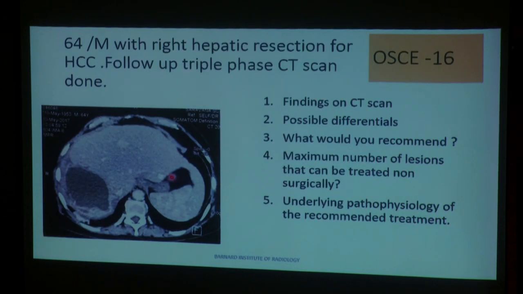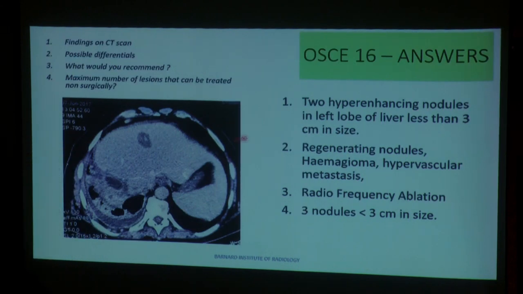So you can see there are 2 enhancing nodules in the remnant liver, and so there are 2 hyperenhancing nodules which are less than 3 centimeters in size. The differentials would include regenerating nodules, hemangioma, or hypervascular mets. Now, what is the method of treatment? You cannot go again and do surgery because he's already had a right hepatectomy. So the ideal would be a RFA.